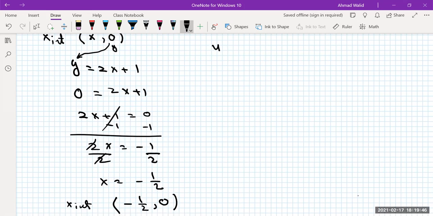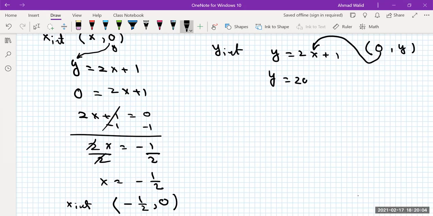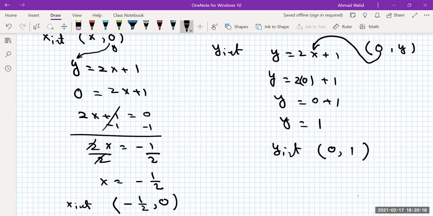To find the y-intercept, again, your equation is y equals 2x plus 1. I know in the y-intercept, the value of x is 0 and y has the value. Then plug in 0 in your equation instead of x. y equals 2 times 0 plus 1. It means y equals 0 plus 1. It means y equals what? Then your y-intercept of the graph will be 0, what? This is how easily you can find the x-intercept and y-intercept of a graph.